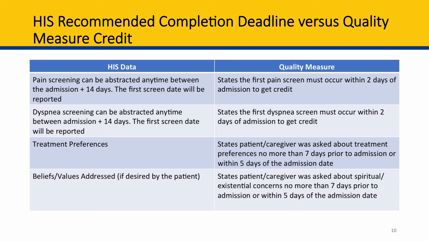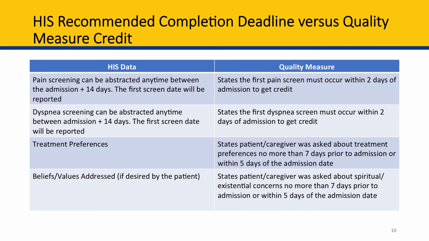Treatment preferences can be abstracted any time between the admission and 14 days, but to get credit for the quality measure, the patient or caregiver should be asked about treatment preferences no more than 7 days prior to the admission or within 5 days of the admission date. This is also true for F3000, spiritual existential concerns, in which the patient or caregiver should be asked about spiritual existential concerns no more than 7 days prior to admission or within 5 days of the admission date.